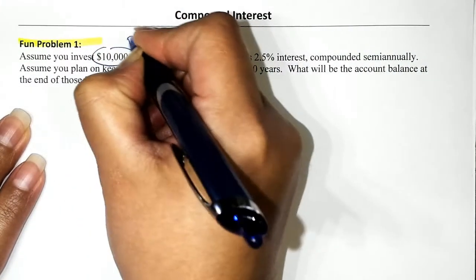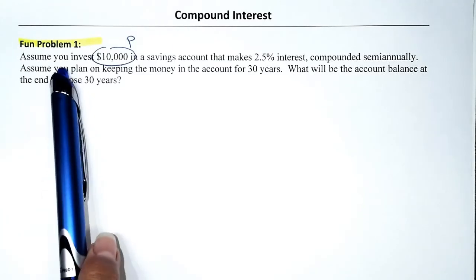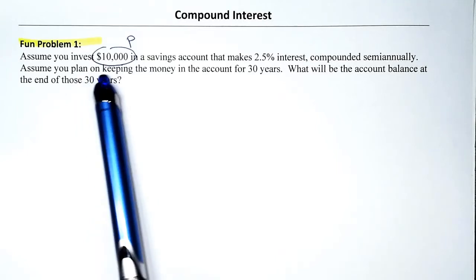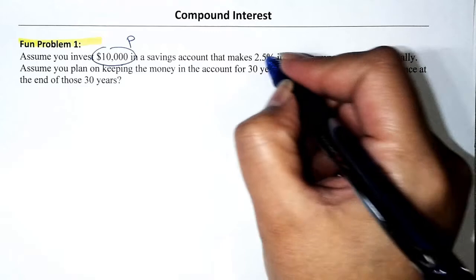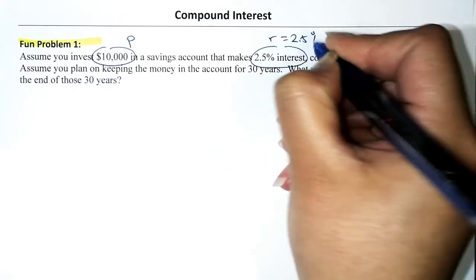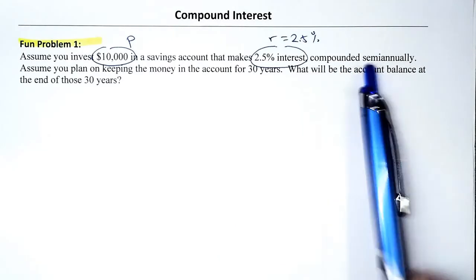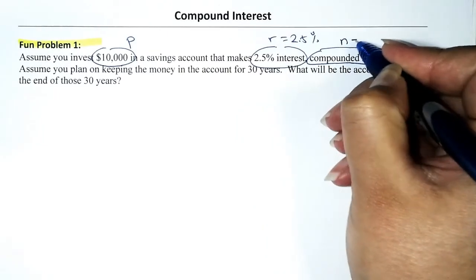So the principal, what is that? Principal is the money that you invest, deposit, or borrow. Assume that you invest $10,000 in a savings account that makes 2.5% interest. So we know that the rate is 2.5%. Fantastic. Compounded semi-annually. Okay, I see the word compounded, so I'm going to go ahead and bust out the N.